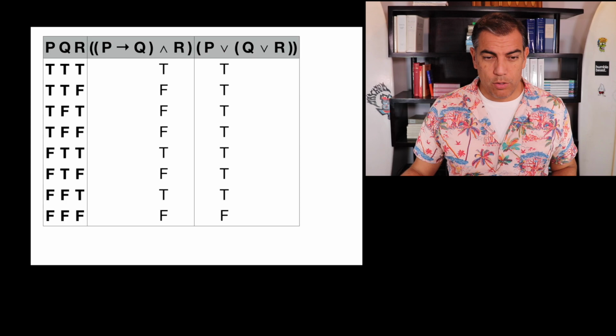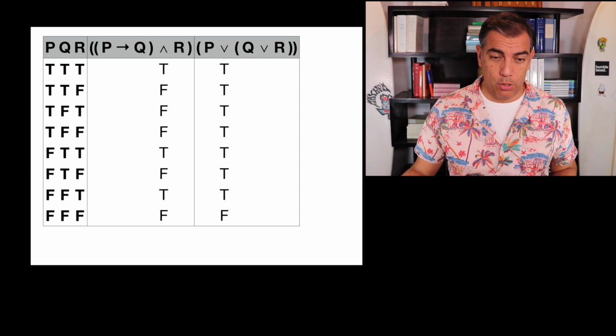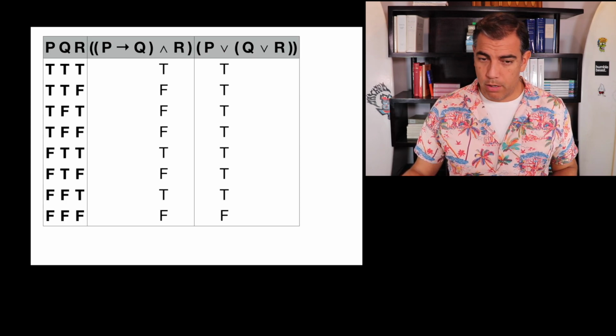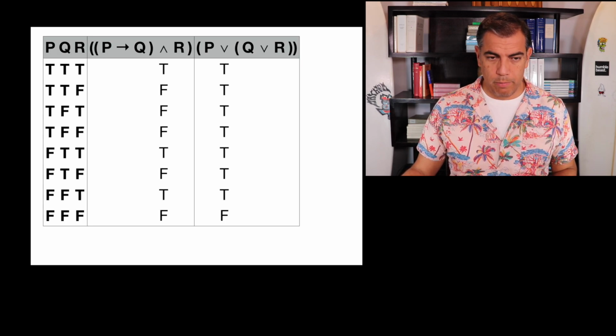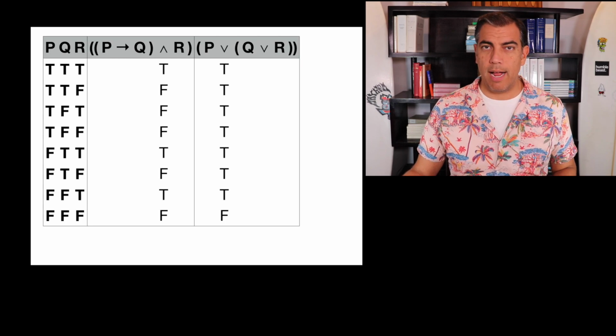There you go. It looks like there's 3 places where both complex propositions are true. When P, Q, and R are true, when P is false and Q, R are true, or when P and Q are false but R is true. It looks like R has to be true.